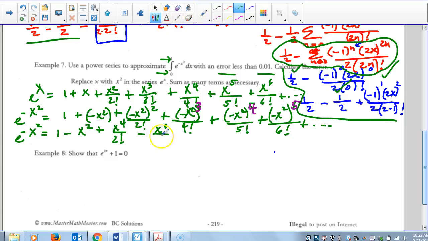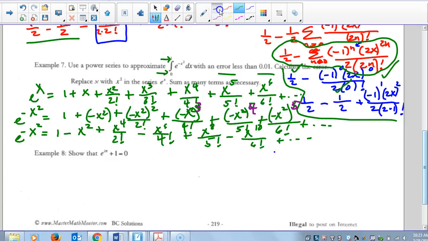Okay. So I've got minus x to the 6th over 4 factorial, plus x to the 8th over 5 factorial. And then I'm going to have a minus x to the 10th over 6 factorial. And you keep on going.